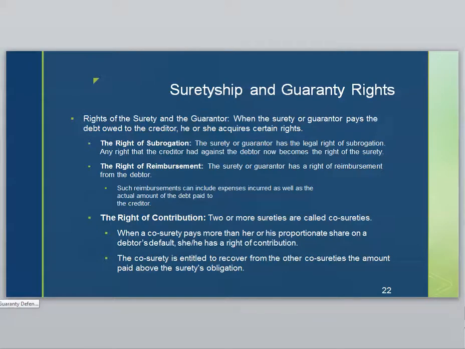So as far as what the surety, the guarantor gets, there are some rights. Typically, to sign on as a surety, you have a right of subrogation, simply meaning that you can go after that debt holder, and any rights that the creditor had against the debtor become the same rights the surety would have to collect payment. Right of reimbursement: the debtor has to pay back any expenses that were incurred to pay off the debt to the creditor.